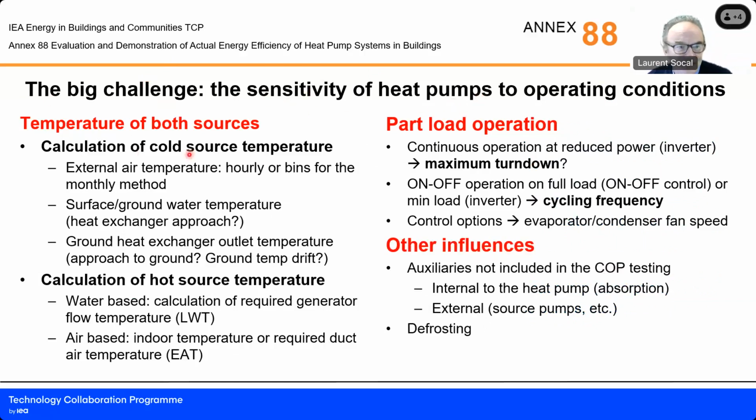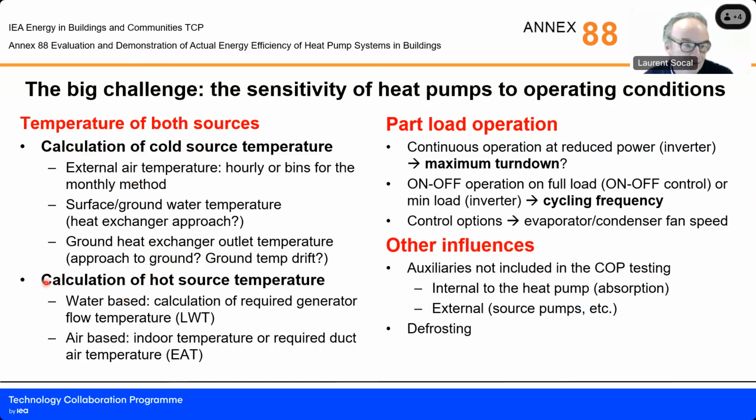We all know that temperature of both sources, of course, is important. And this implies that you need a calculation method for this. This is outside the heat pump module. For example, you might use external temperature. So now it's climate, it's quite easy. But a ground heat exchanger is more challenging for the calculation. And also the calculation for the hot source temperature.